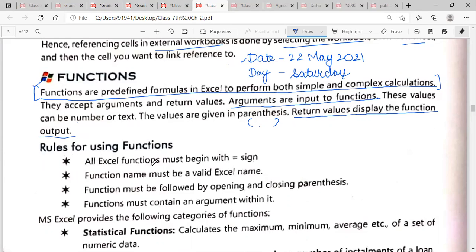Now, what are the rules for using functions? First, all Excel functions must begin with an equal sign. First, we will use an equal sign. Then the function name must be a valid Excel name, and the function must be followed by opening and closing parentheses. Your function should be in parentheses, and the function must contain an argument.